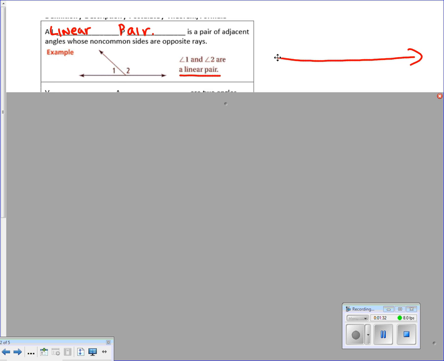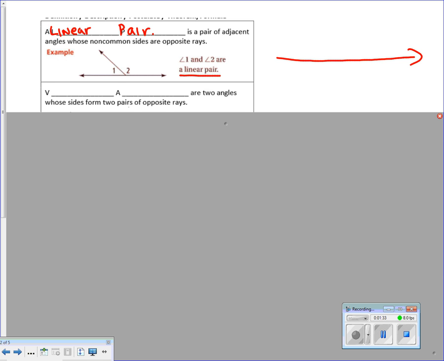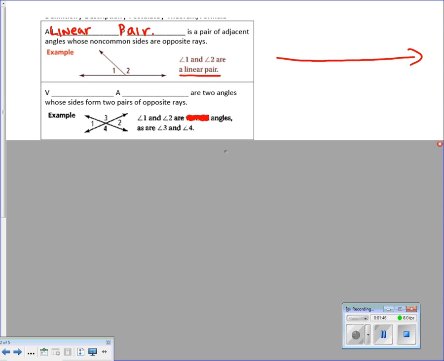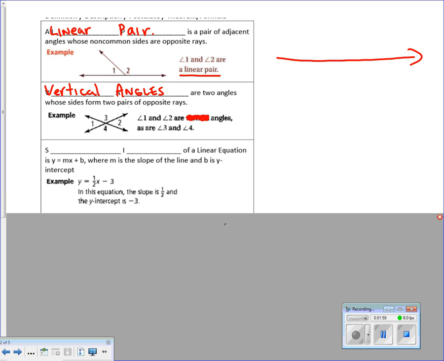Let's move on. All right, see if you can identify this set of words. We've had this one before. Blank, blank are two angles whose sides form two pairs of opposite rays. All right. Let's take a look at the figure there, and of course, it's already pre-printed there for you, and you can steal a peek at what it is. It's vertical angles. All right, vertical angles.